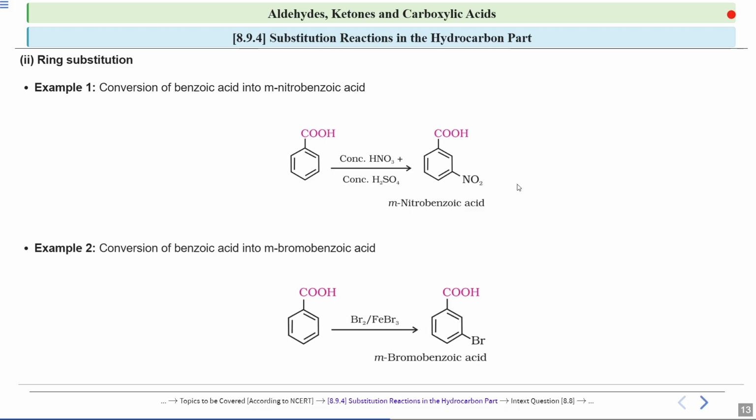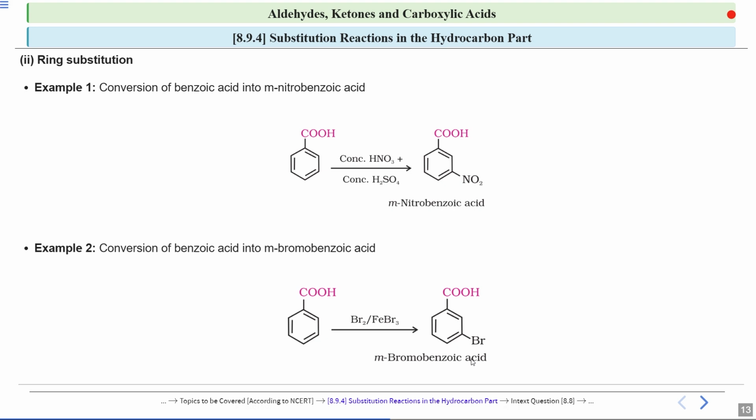Next, we will see example 2, which is again converting benzoic acid into meta-bromobenzoic acid. So here we substituted the NO2 group at the meta position, and here we will place this bromine group. Over here the hydrogen was substituted by the NO2 group, and here the hydrogen is substituted by a bromine group. Again, you see that this bromine attaches to the meta position. So these reinforce the idea that the carboxylic acid group is a meta-directing group in electrophilic substitution reactions.